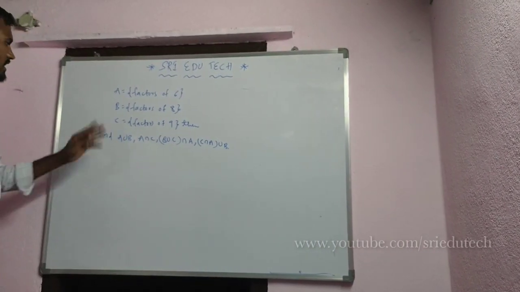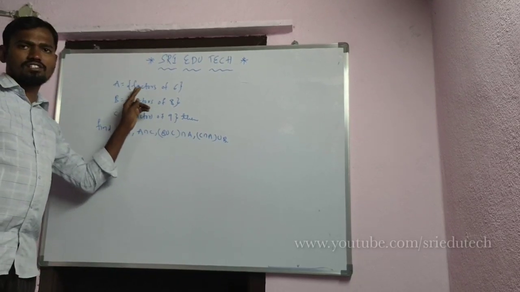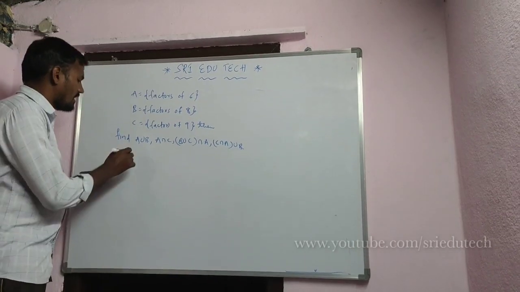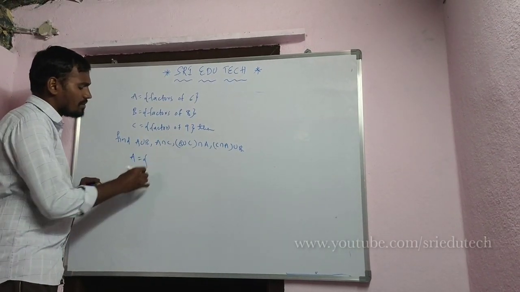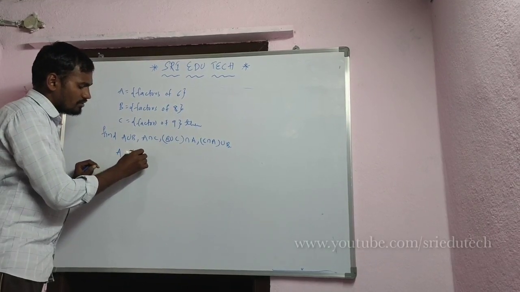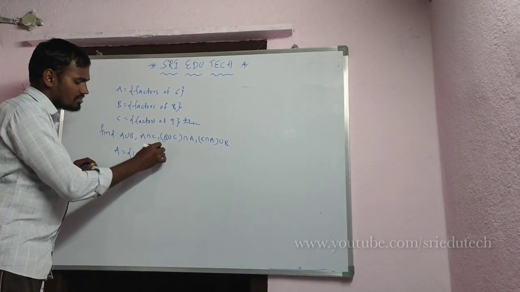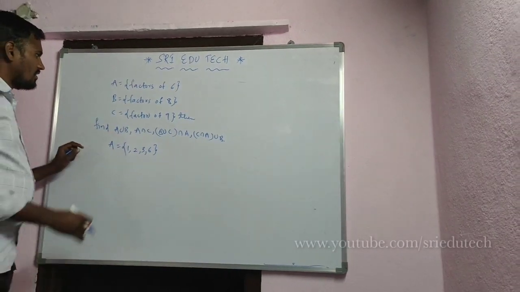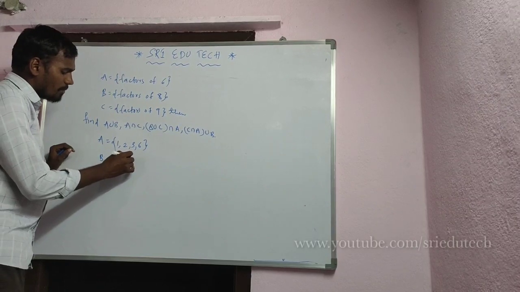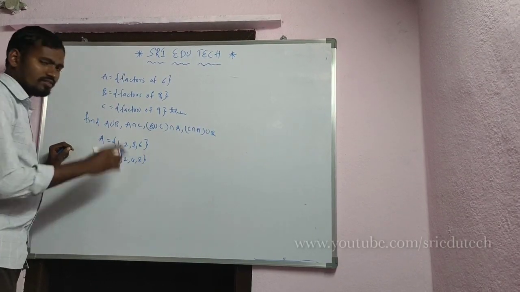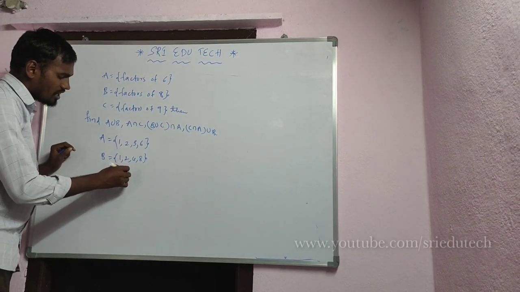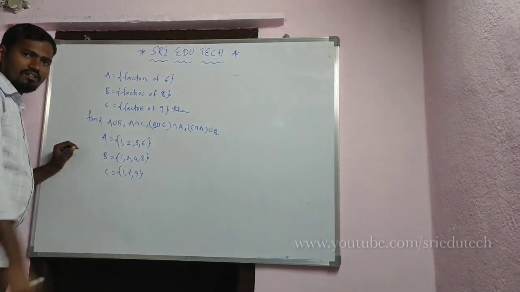First of all we have to write down the factors of the given numbers, then we have to do this. First A is equal to factors of 6. You know already the factors of 6. What is that? 1, 2, 3, 6. Next factors of 8. B is equal to 1, 2, 4, 8. Next factors of 9. C is equal to 1, 3, 9.